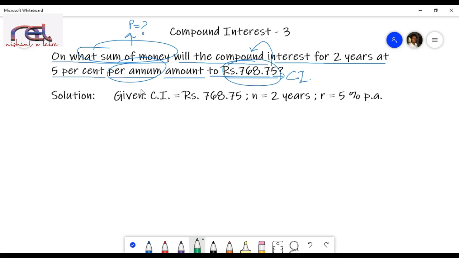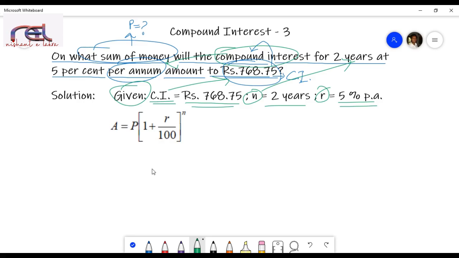Let's see what is given in the question. Compound interest is given, that is rupees 768 and 75 paise. n represents the years, which is given as 2 years. R represents the rate, that is 5% per annum. We'll use the formula of amount, right? A = P into (1 + R/100) to the power n.